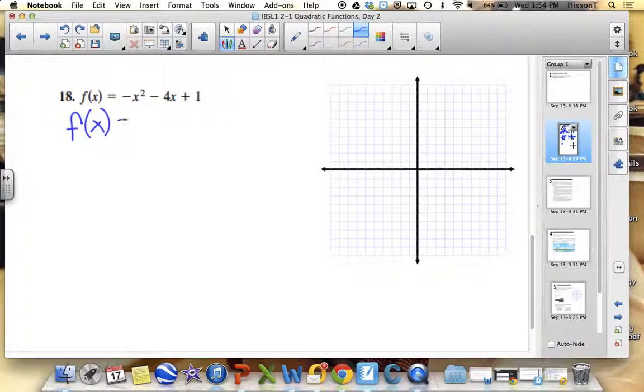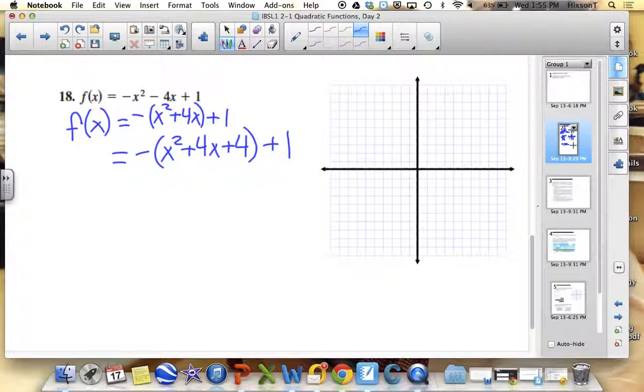We have f of x equals, what I'm going to do is leave the 1 hanging out here, and I'm going to factor out the negative 1, and I have x squared plus 4x left in the parentheses. Okay? So then I have to think, what do I have to add to this to complete the square in the parentheses? And you all say? 4. Thank you, all of you. So we have x squared plus 4x plus 4 plus 1.